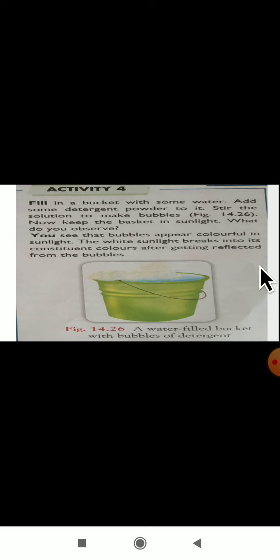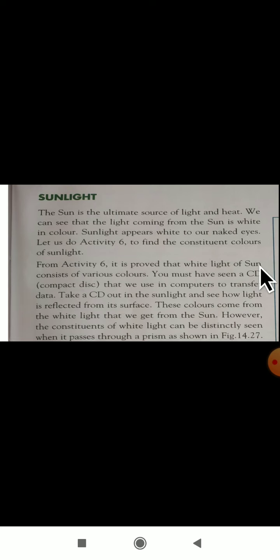The white sunlight, what does it do? It breaks into its constituent colors. The sunlight comes and strikes the bubbles, and then it breaks into its several constituent colors after getting reflected from the bubbles. As it reflects from the bubbles, you can observe the colorful rays here. This is about the one activity. From this activity, it is proved that the white light of the sun consists of various colors. What conclusion can we give? The white light has several colors in it.